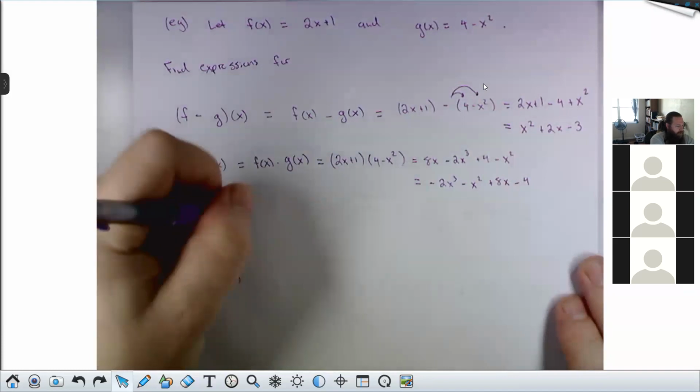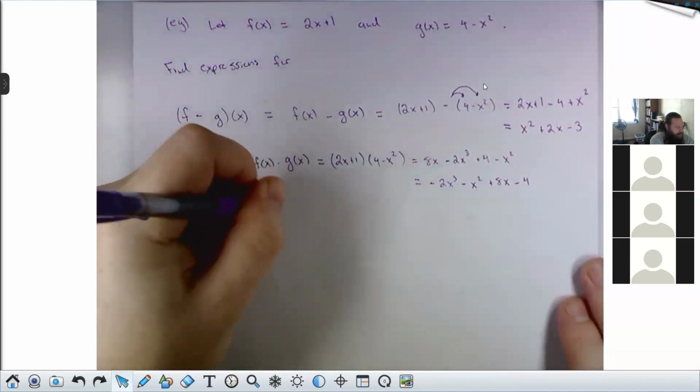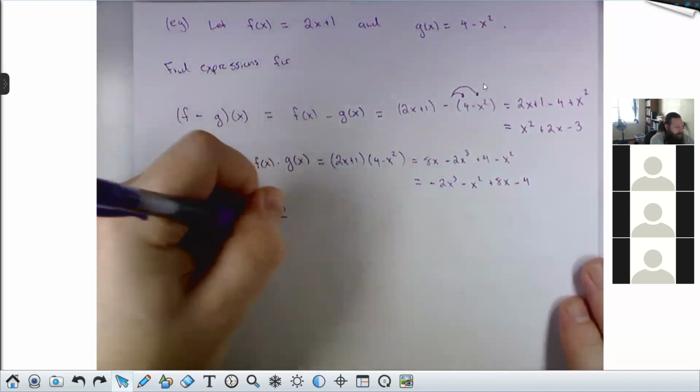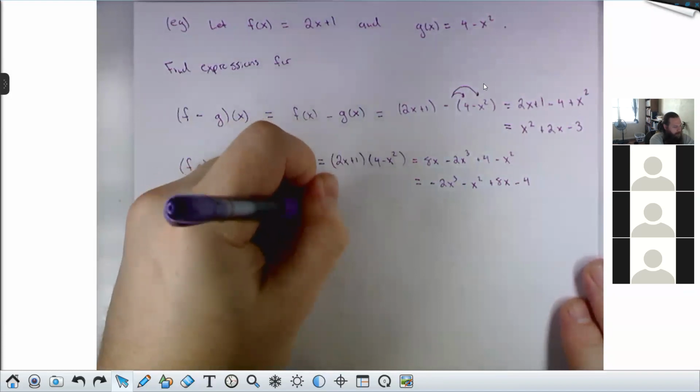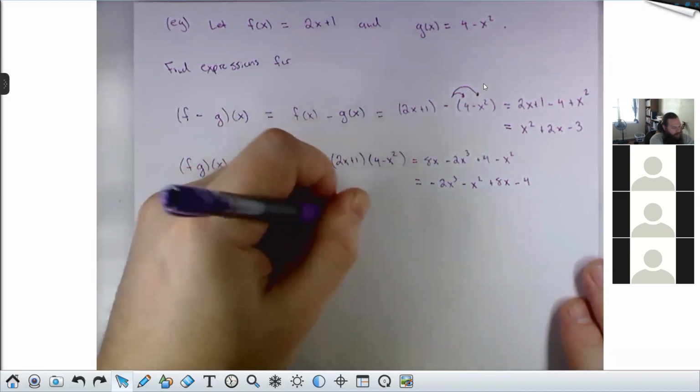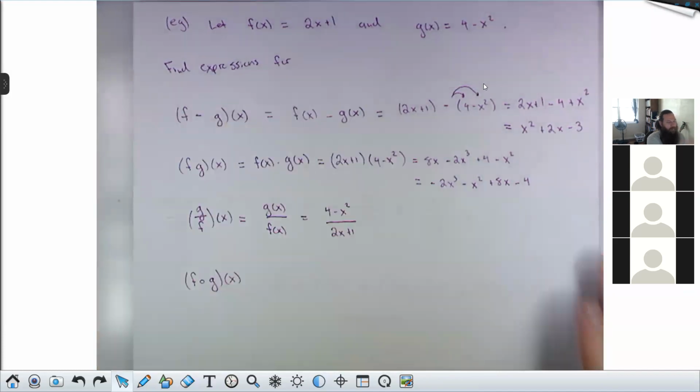g over f of x, the next one. This is g of x over f of x. And there's not much we can hope to do here. This is going to be 4 minus x squared divided by 2x plus 1. And there are no common factors top to bottom here. There's nothing we can cancel. Can't cancel the x because there isn't a factor of x downstairs to factor out, and there isn't a factor of x upstairs. So there's nothing more we can really do here.